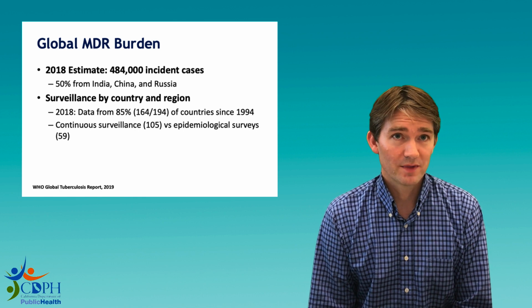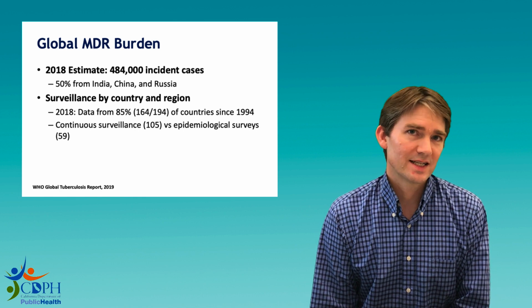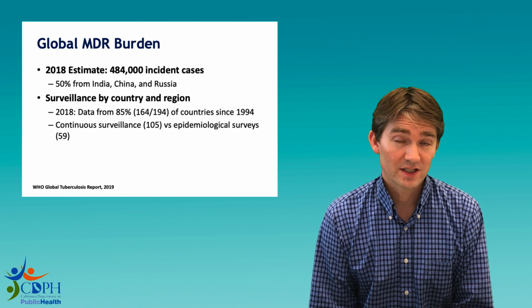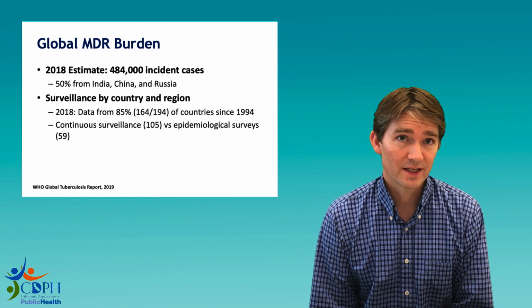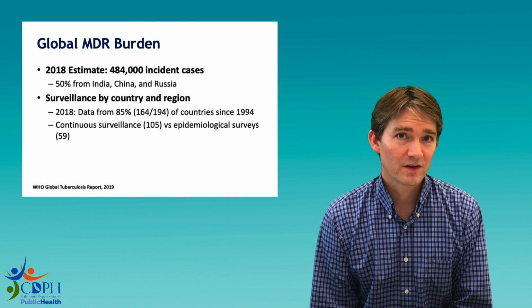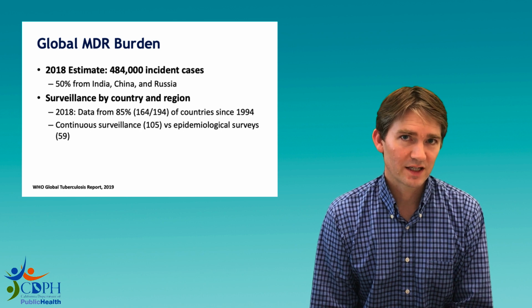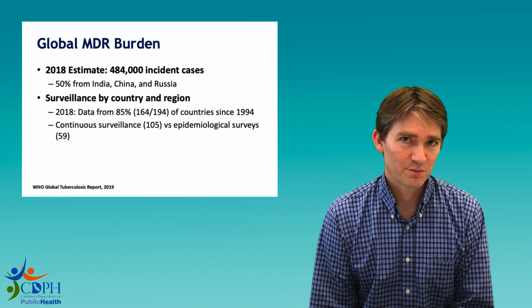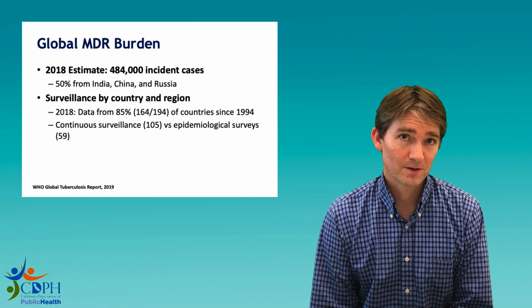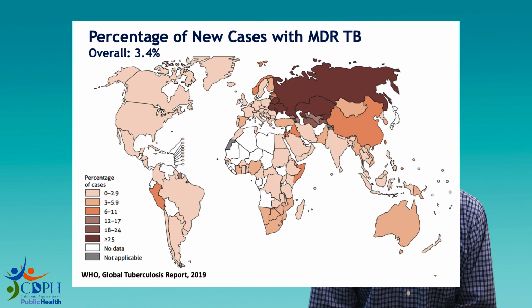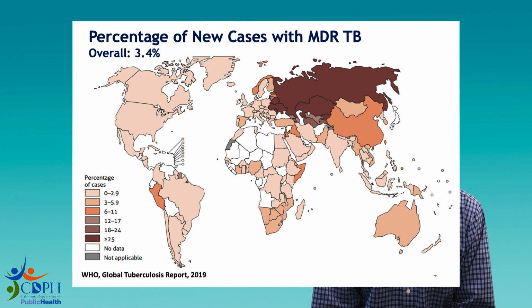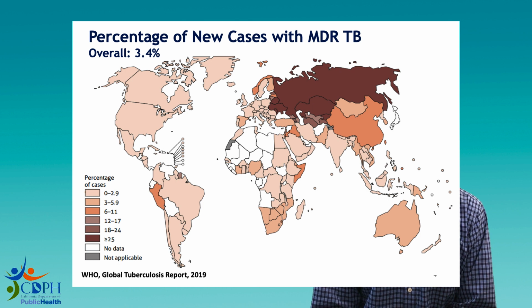Globally, WHO estimates that in 2018 there were almost 500,000 incident cases of MDR TB, with about half of those cases coming from India, China, and Russia. Keep in mind, surveillance does vary a bit by country and region, but it has been improving over time in general. When I display these data geographically, here you can see the percentage of new cases of TB that have MDR TB, and the overall global average is 3.4% of cases with MDR TB.